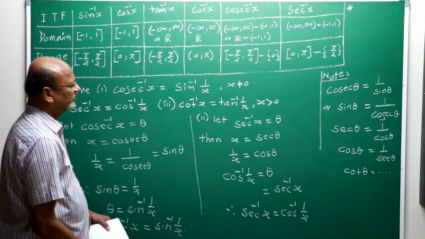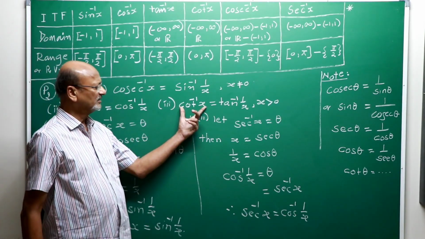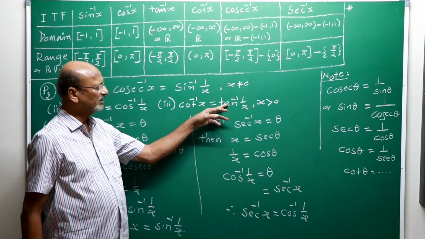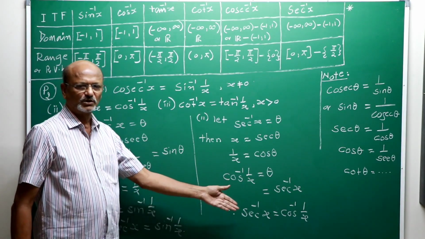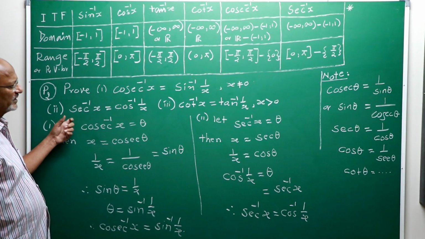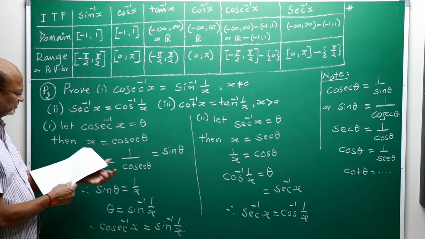Like that you can do the third one. Let cot inverse x be theta. x is cot theta. Take the reciprocal. That reciprocal gives tan. Bring this side. Same lines. Therefore this equals that. My friends, it is the second property. Alright.